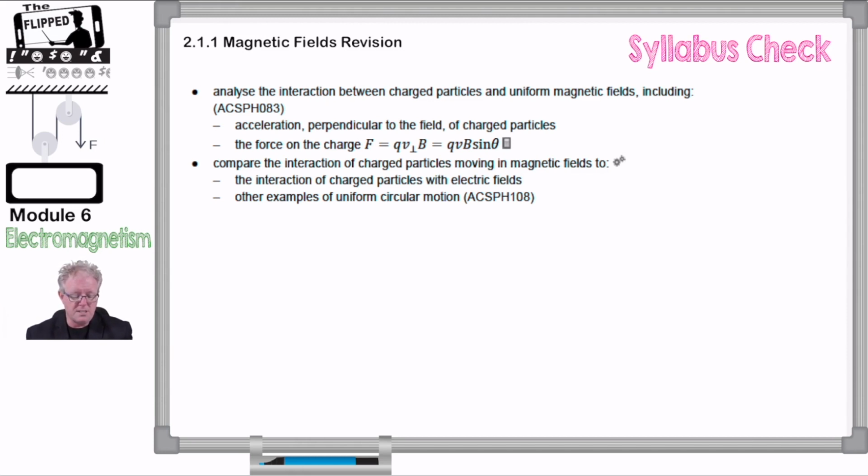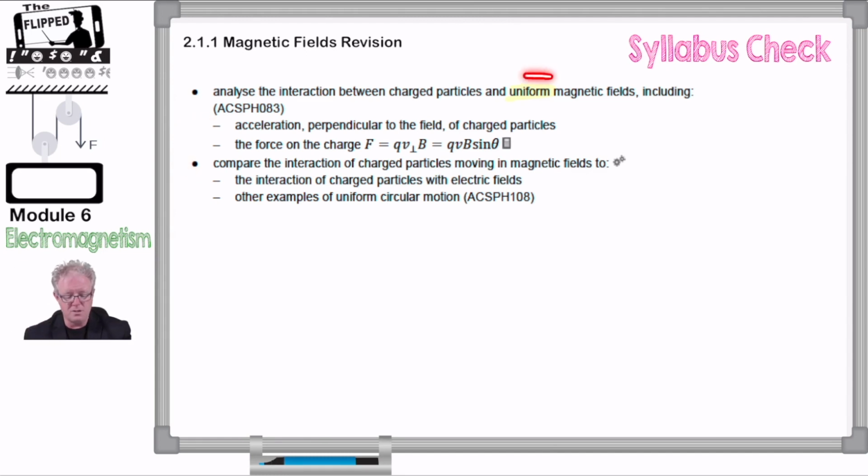Okay, so as you can see here, it says we're going to analyze the interaction between charged particles and uniform magnetic fields. We're going to revise a little bit of magnetic fields from what we did in year 11, and then start adding some new points to that. When we look at these charged particles, we've got to look at them in terms of acceleration, perpendicular to the field, etc. This stuff is in the next series of videos coming up.